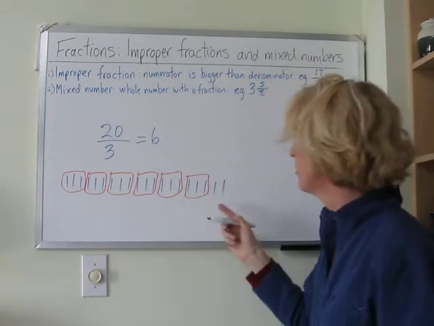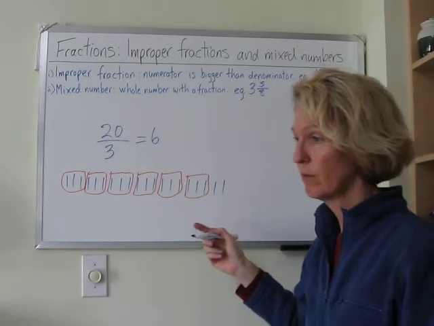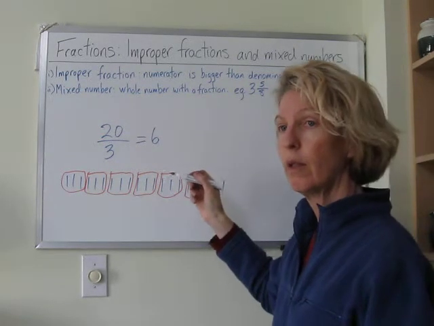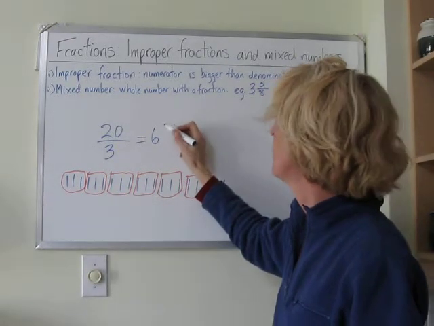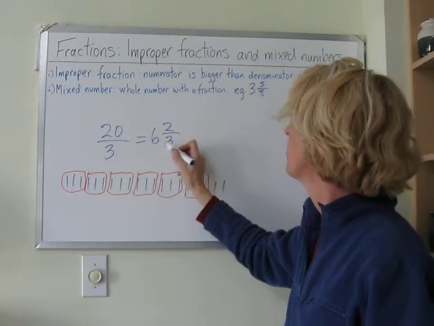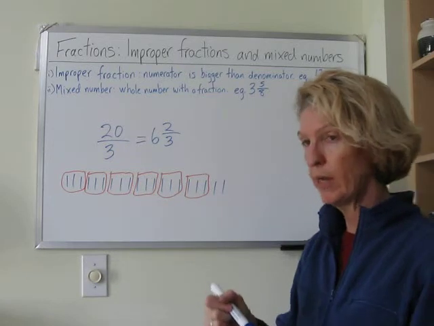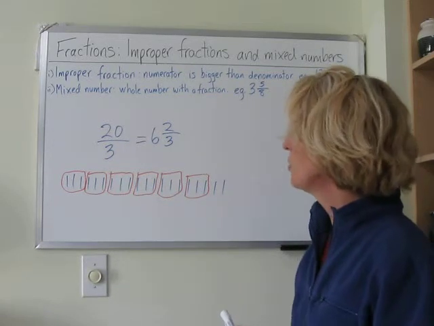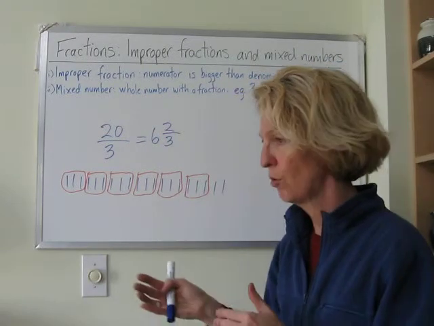Okay. Do we have any sticks left over? Yes. And how do we write the leftover sticks? Well, the 2 goes on the top. Yep, 2 is the numerator because that's what we have. And 3 is the denominator because that's how many you need to make a whole. That's right. Now, what we did is we had our 20 sticks and we divided them into groups of 3.